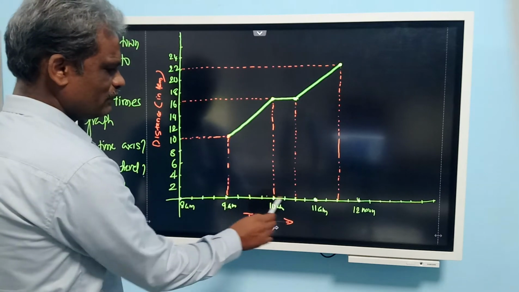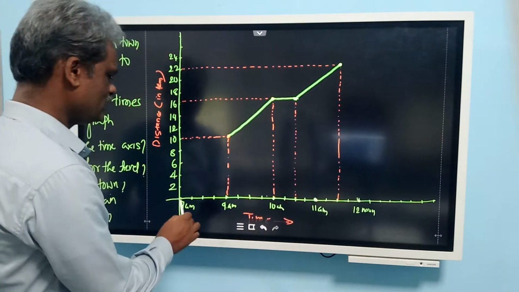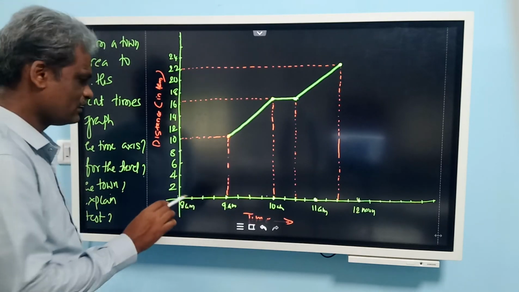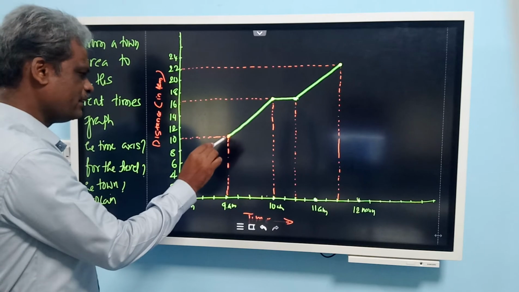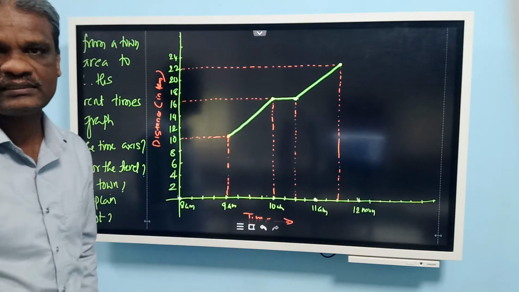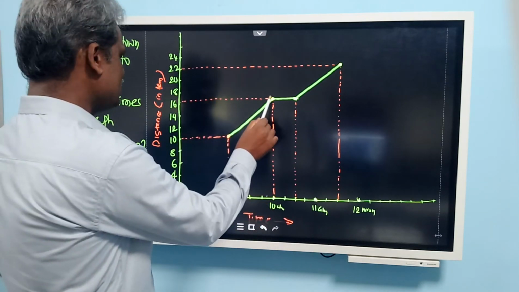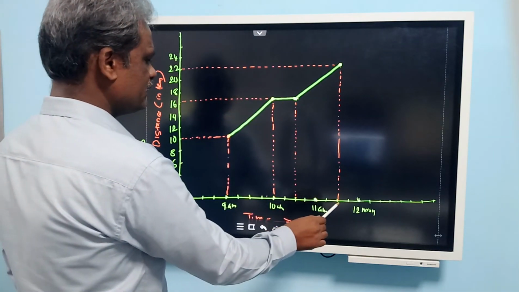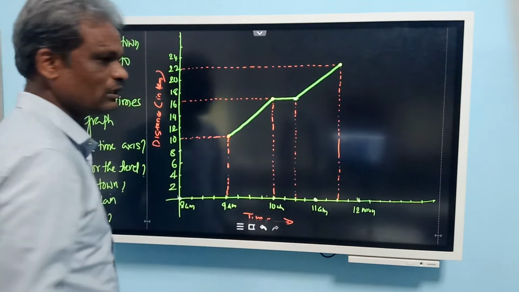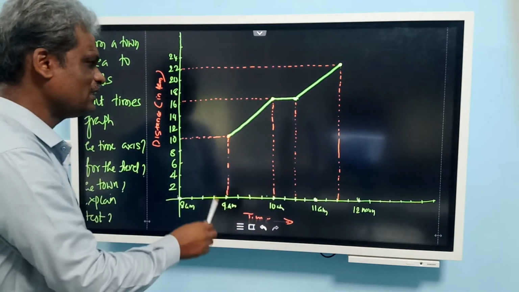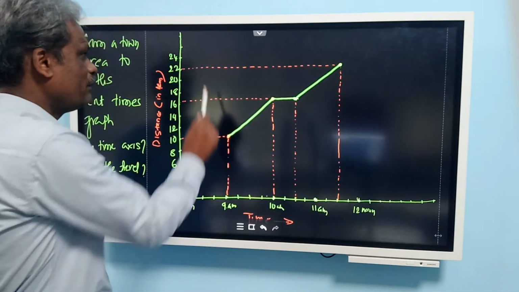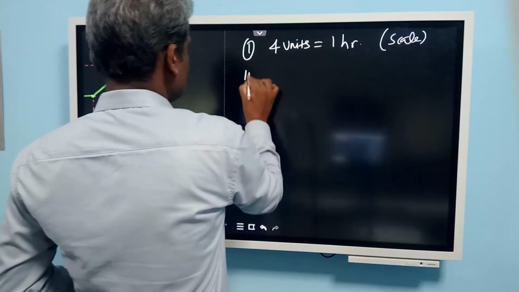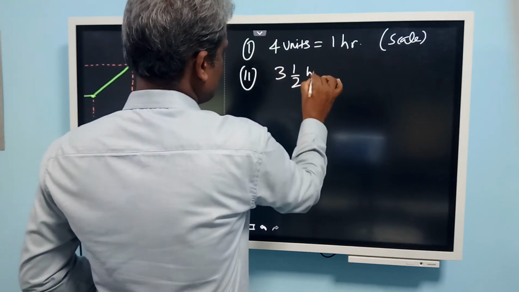From 8 to 11:30, 1 hour, 2 hours, 2:30, and if you include this, 3:30. He starts at 0 distance. At 9 a.m. he is at exactly 10 kilometers. At 10 a.m. he is at 16 kilometers. At 10:30 also 16 kilometers. Then at 11:30 he is at 22 kilometers. Now you have to find the total time taken to travel up to 22 kilometers. Second question, it is 3.5 hours.